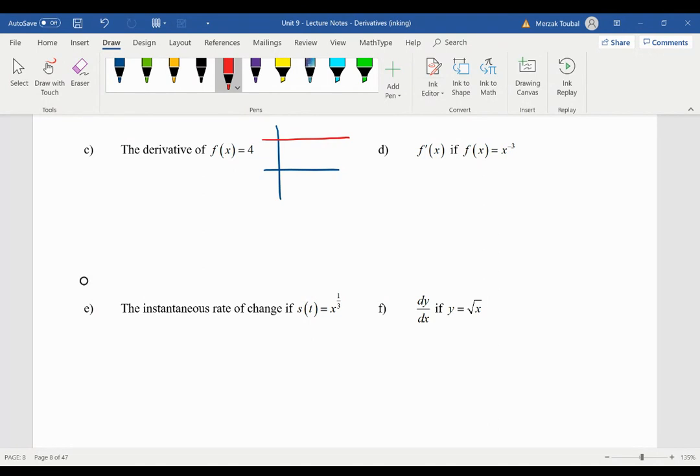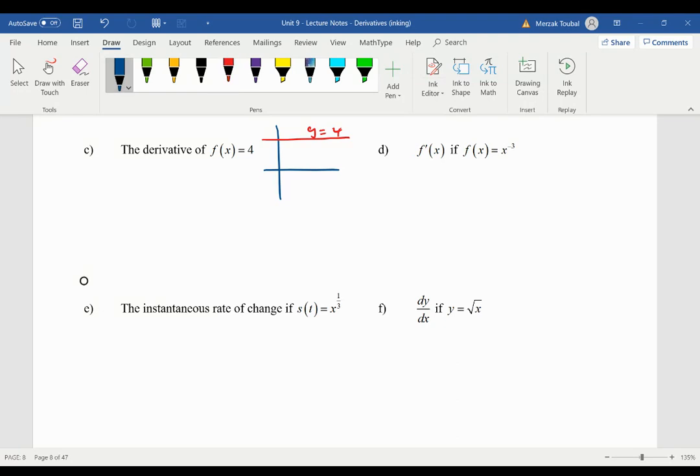The slope of a horizontal line is 0, so we know that. This is y equals 4 or f of x equals 4. We know that the slope equals 0. So it doesn't matter at which point on the line, the slope will always be 0. So it means at an instant, which is at any point on the line, the slope will be 0. So the derivative of a constant will be 0. Graphically, we can see it.